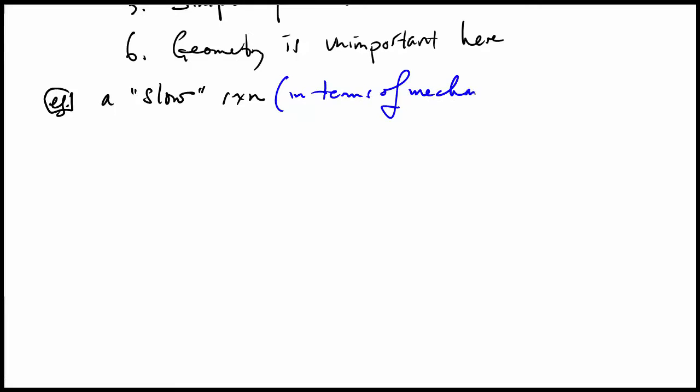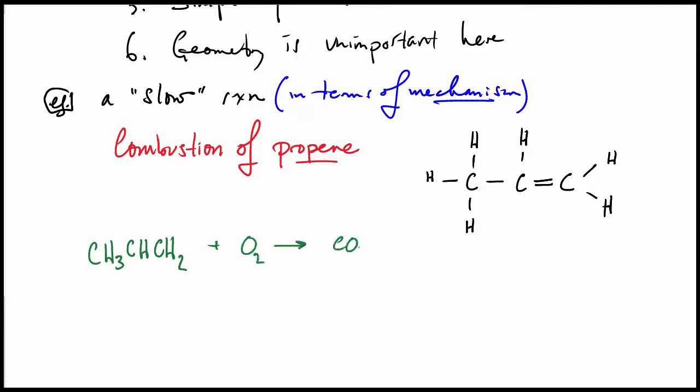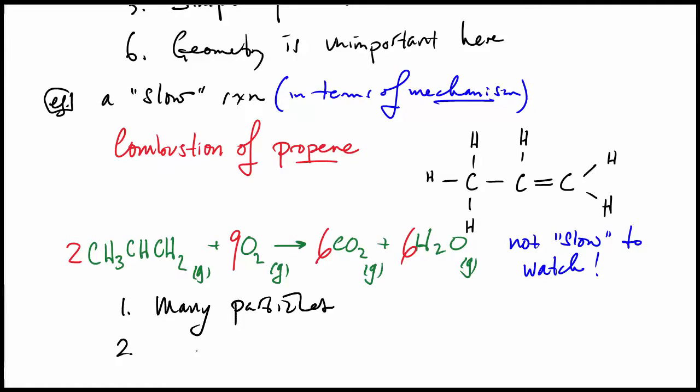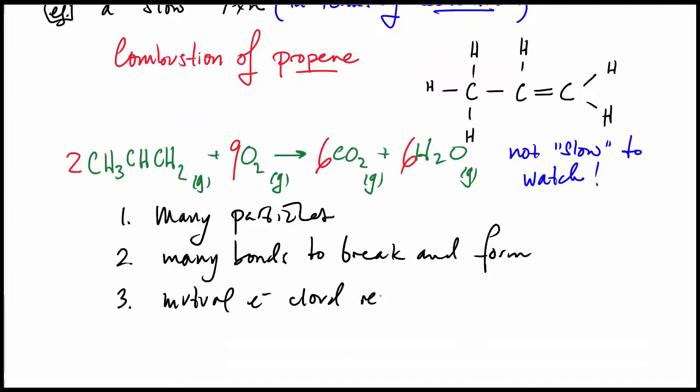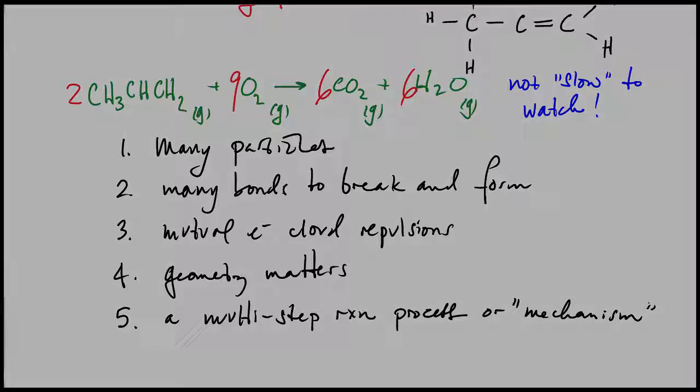Here's a slow one, at least in terms of mechanism anyway. This is the combustion of propene. Do you remember propene? Looks like propane, but it's got this double bond between the second and the third carbons. Let's write it as a chemical formula. Here we have propene and oxygen, making carbon dioxide and water. Let's balance the reaction. It's not really slow to watch, but we say the mechanism is slow. Let's see why. Well, for the first reason, there's many particles. 11 of them need to collide. That will never happen. There's also many bonds to break and form all at once. There's mutual electron cloud repulsions to overcome. Geometry really matters with these large complicated molecules. And clearly a multi-step reaction process or mechanism is needed. That reaction's mechanism is going to be slow.